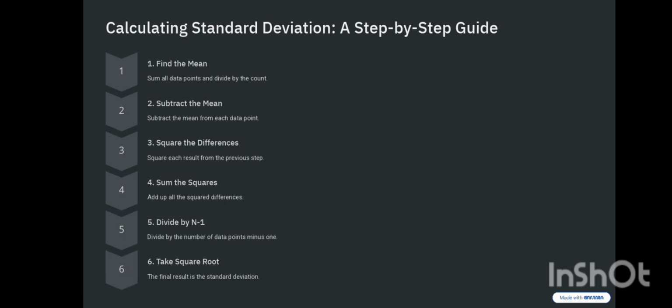Calculating standard deviation, a step-by-step guide. Find the mean: sum all data points and divide by the count. Subtract the mean from each data point. Square the differences: square each result from the previous step. Sum the squares: add up all the squared differences. Divide by n minus 1: divide by the number of data points minus 1. Take the square root. The final result is the standard deviation.